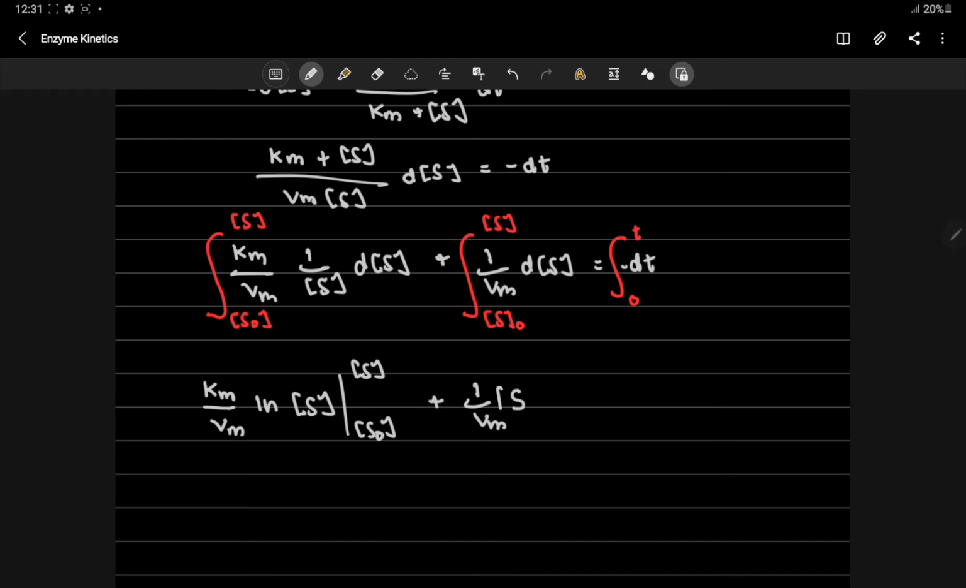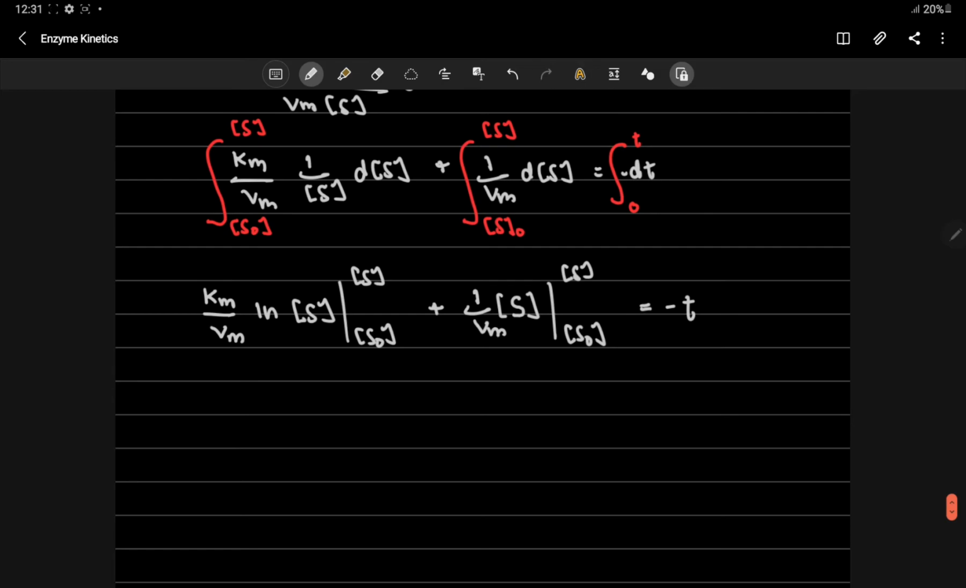Okay, or concentration ng S, evaluated again from initial to final. While the right-hand side of the equation, the integral of negative dt is minus t. Since from 0 to t naman yun, so magiging t lang siya. Now, let's evaluate this further applying the limits.